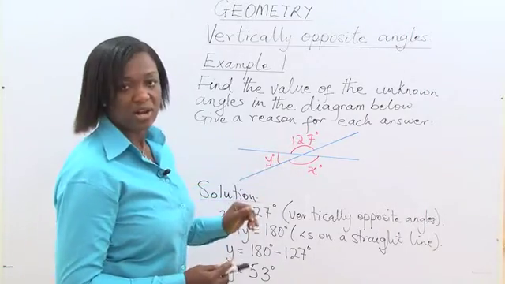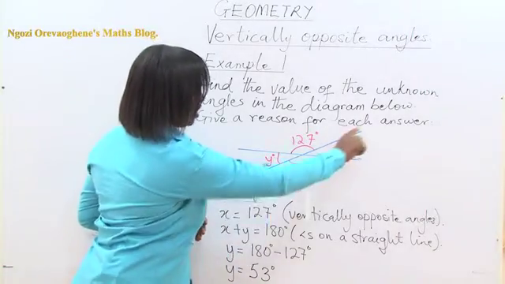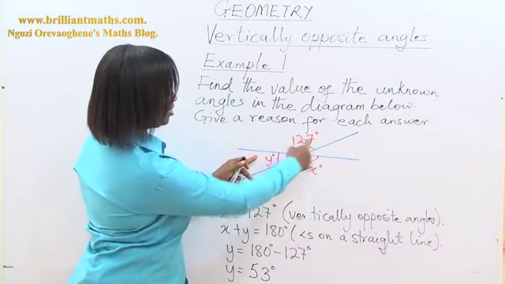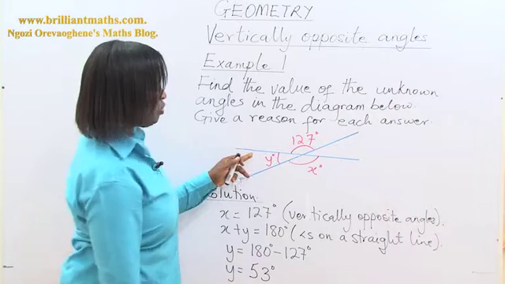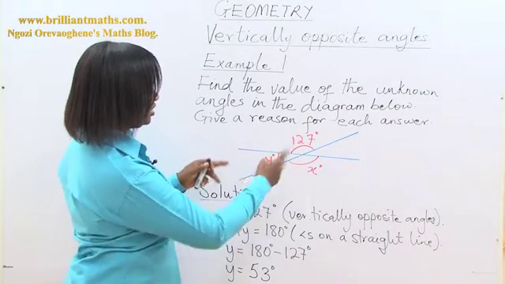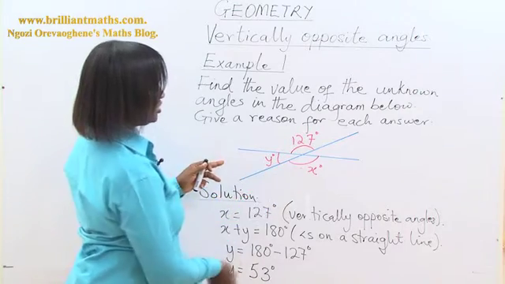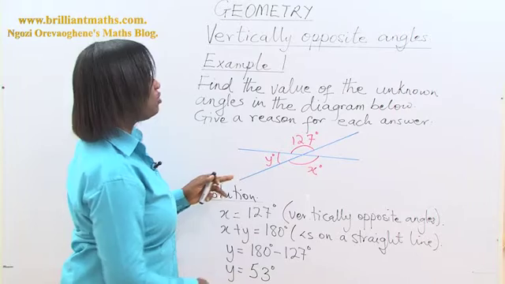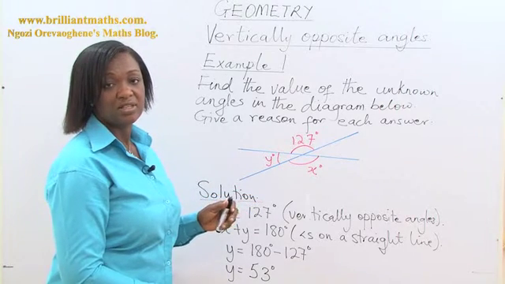Let's take a look at the straight lines. We have this straight line, so we can also say that y plus 127 degrees is 180 because they're on a straight line. So whichever way you take it, x is 127, and 127 plus 53 will give you 180 degrees.